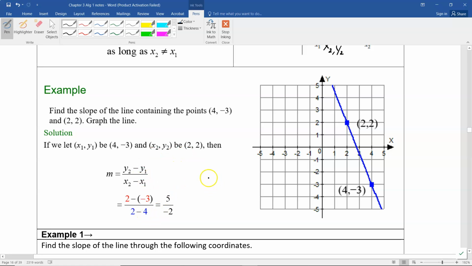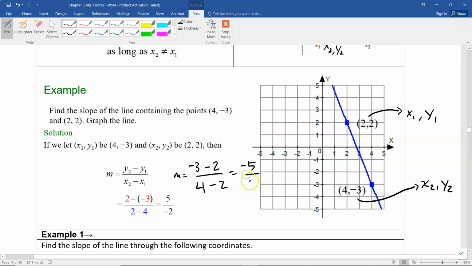And to prove the point that I was trying to make earlier, we can make this now x1 and y1, and we can make these x2 and y2. And then we can see if we get the same result. So our y2 is -3, and our y1 is 2, so -3 minus 2. And then our x2 is 4, and our x1 is 2. So now we do this, and we have -5 over 2.